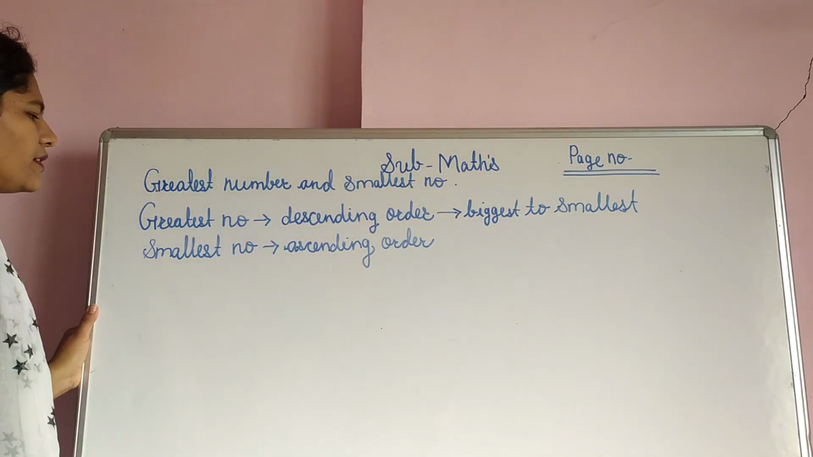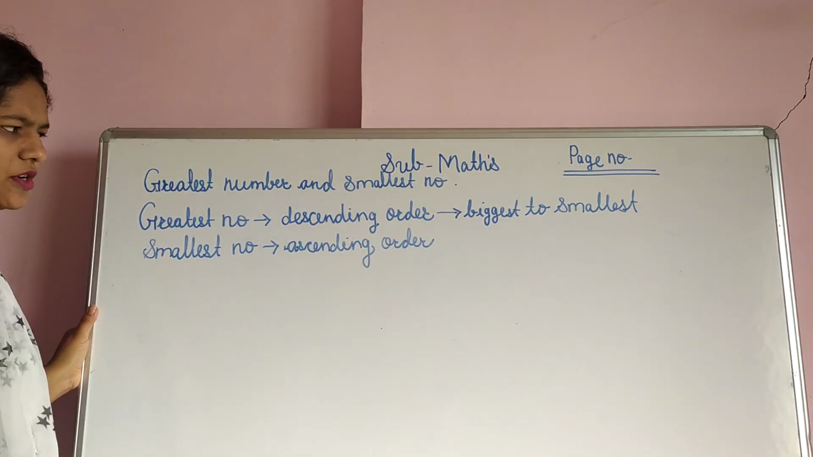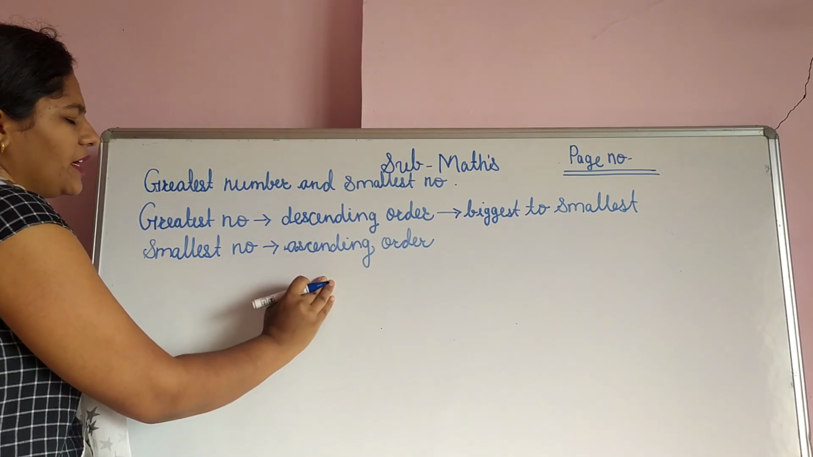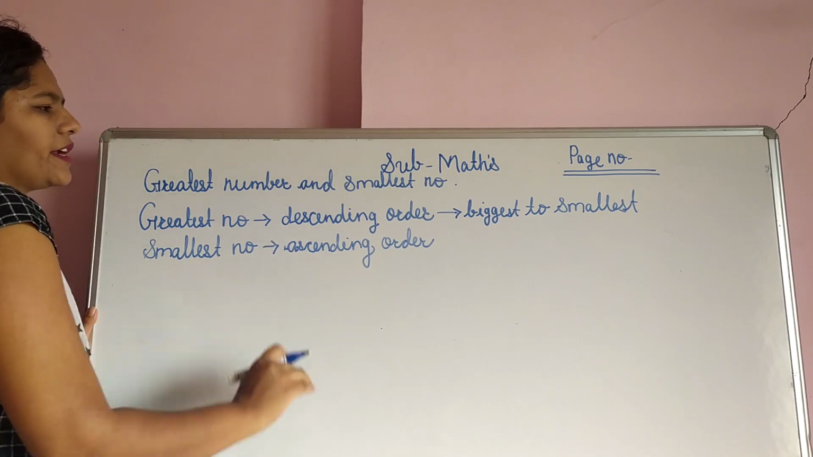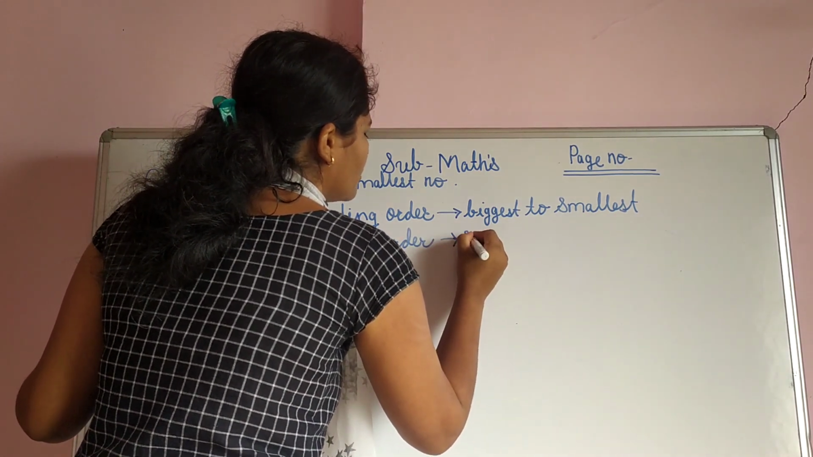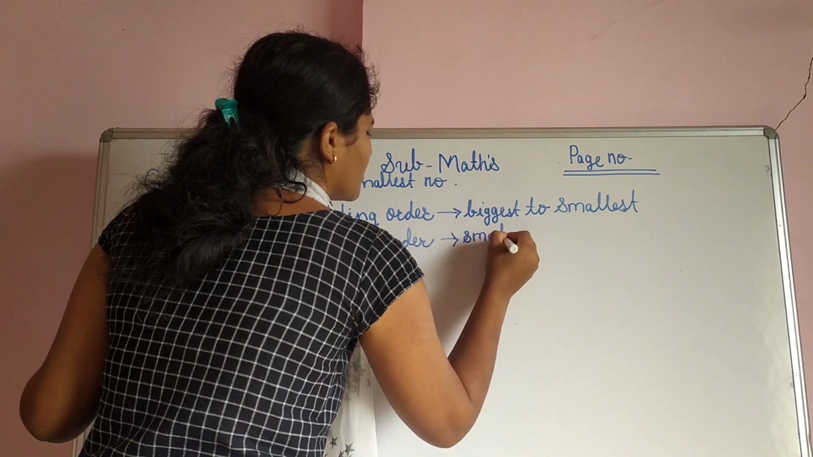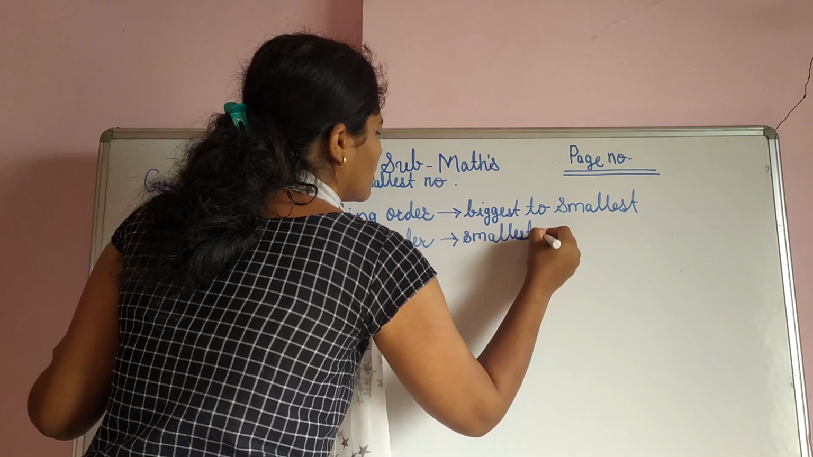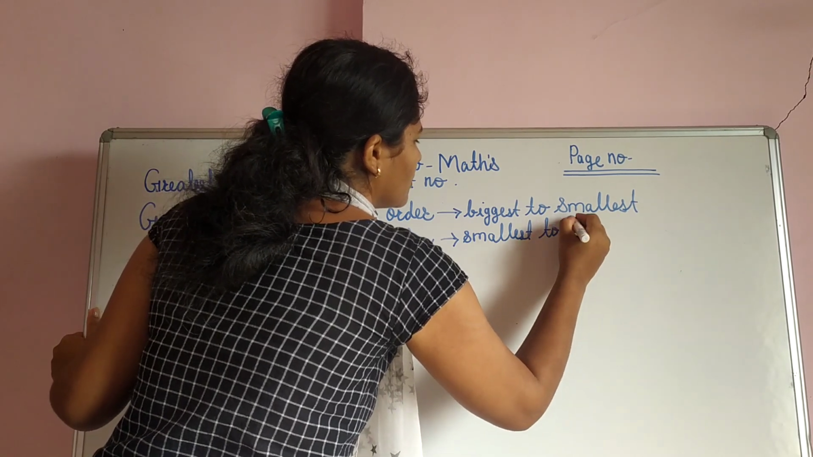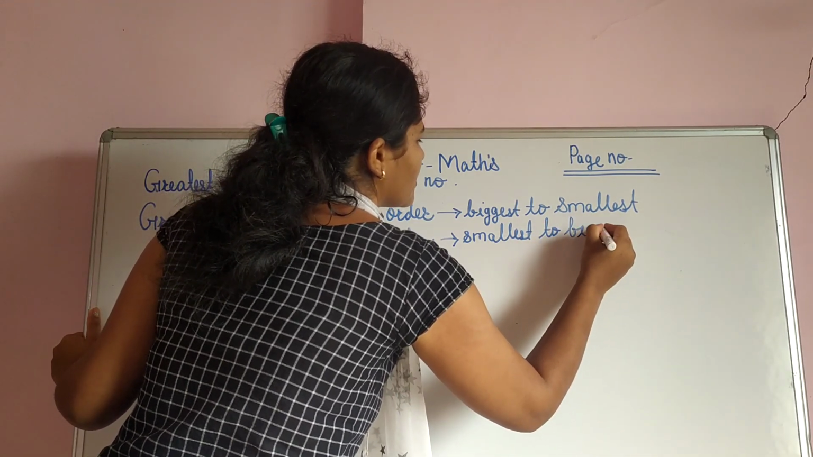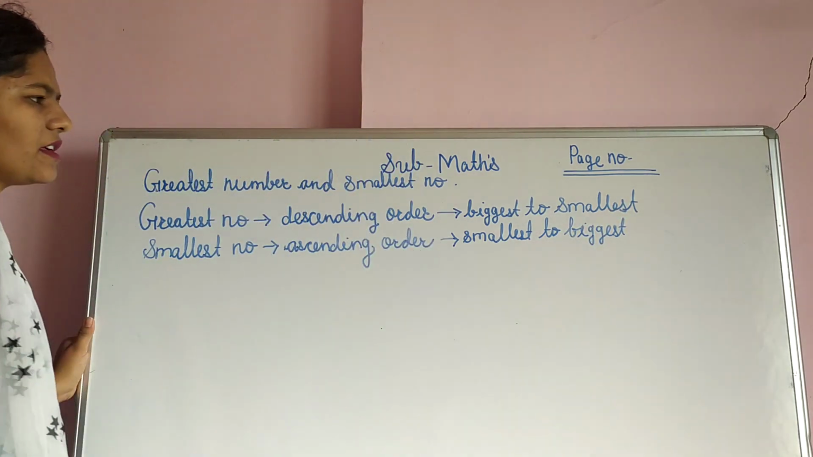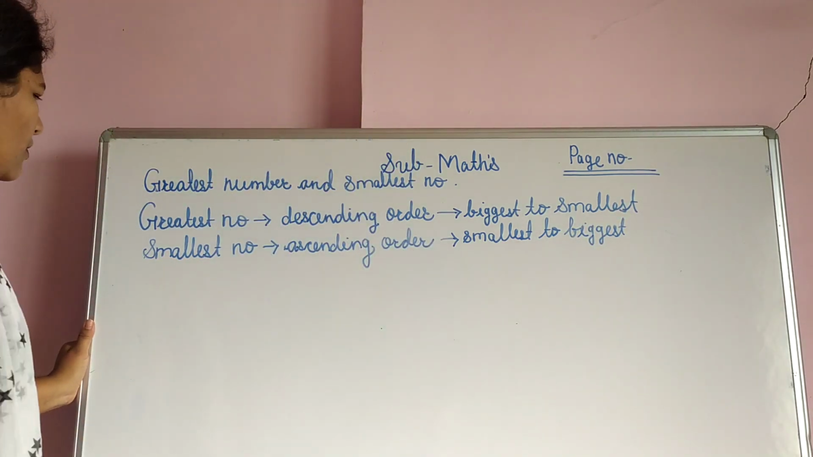And what is next? Next is the smallest number. Smallest number means you have to arrange digits or numbers in ascending order. Ascending order means smallest to biggest. Okay, so here we see an example, then you can understand better.